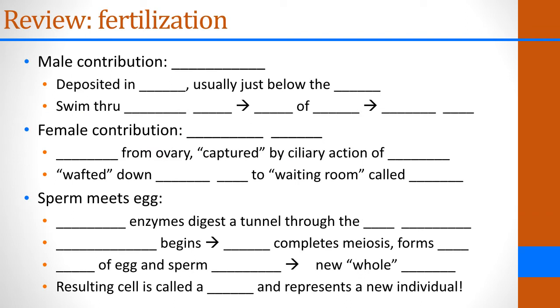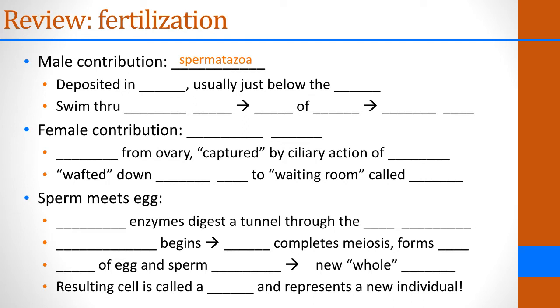So let's start with a review of fertilization, which of course involves the fusion of two haploid gametes. Remember, these are cells containing 23 chromosomes, half the total number of chromosomes in a typical human cell. These gametes, of course, are the spermatozoa and the oocyte.